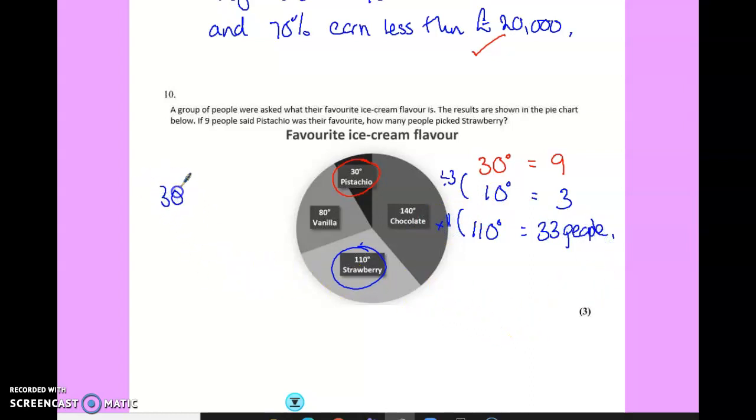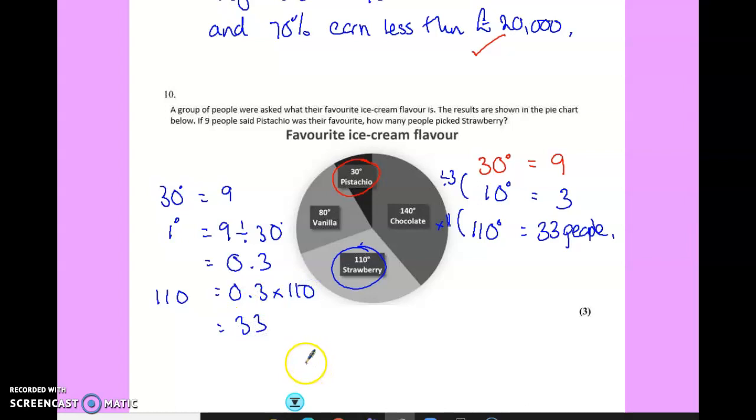Now if you can't spot the pattern there, you can always take it down to 1 degree by dividing by whatever that number is. That gives you 0.3, then up to 110, which takes you up to your 33 people still. Marks for this one then. Get your first mark for correctly identifying that 30 degrees is the 9 people. Get your second mark for starting to do a proportion of some way, and your third mark for your final answer.